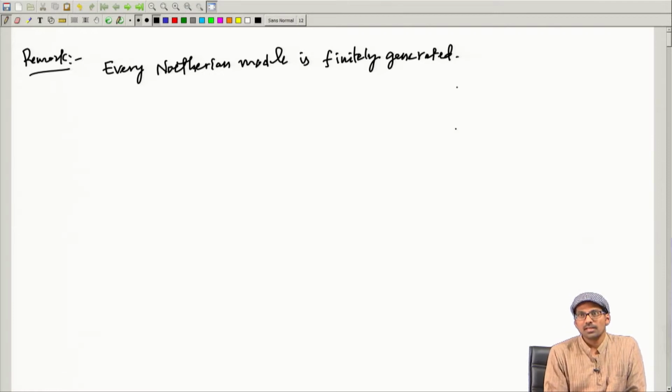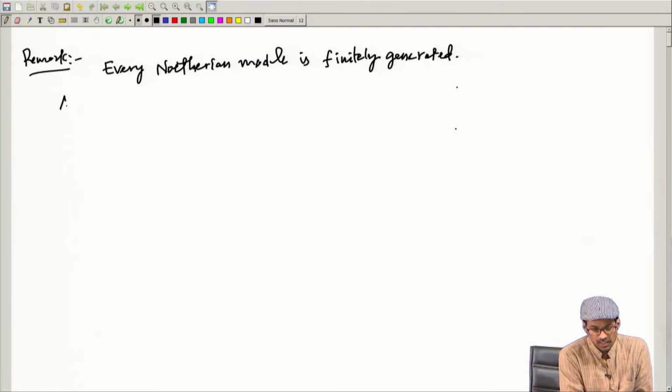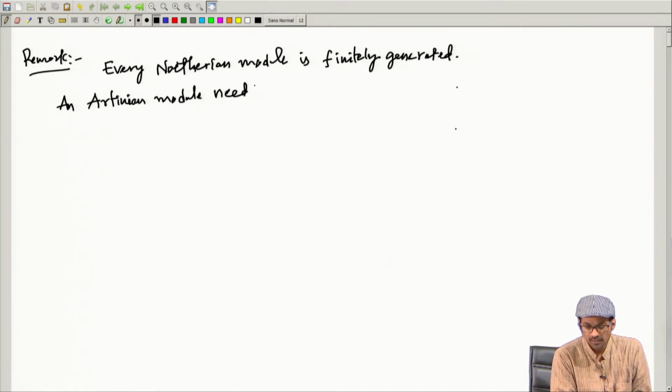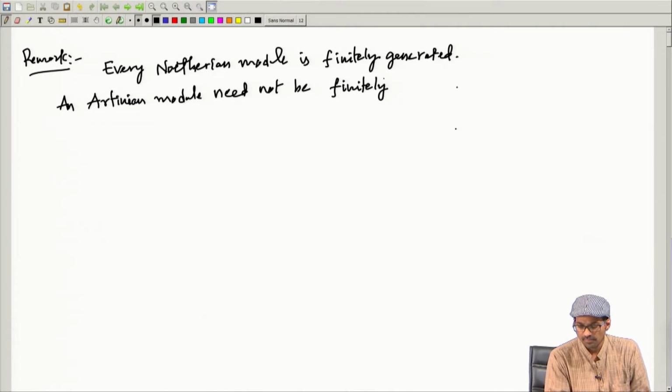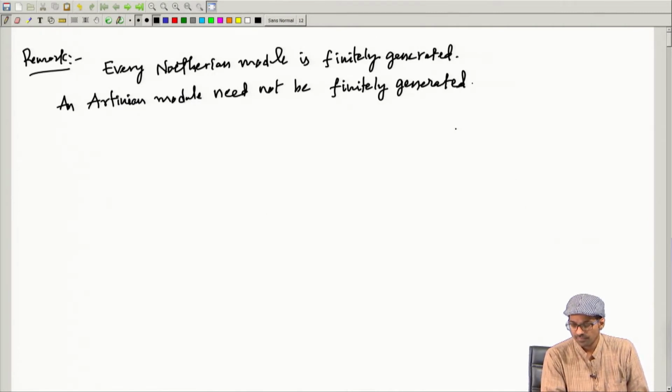But whereas an Artinian module need not be finitely generated. Okay. So, let us see an example.